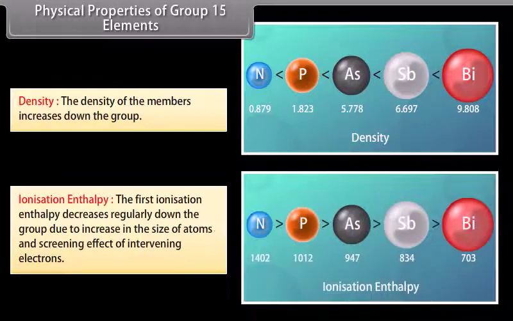Ionization enthalpy. The first ionization enthalpy decreases regularly down the group due to increase in the size of atoms and screening effect of intervening electrons.